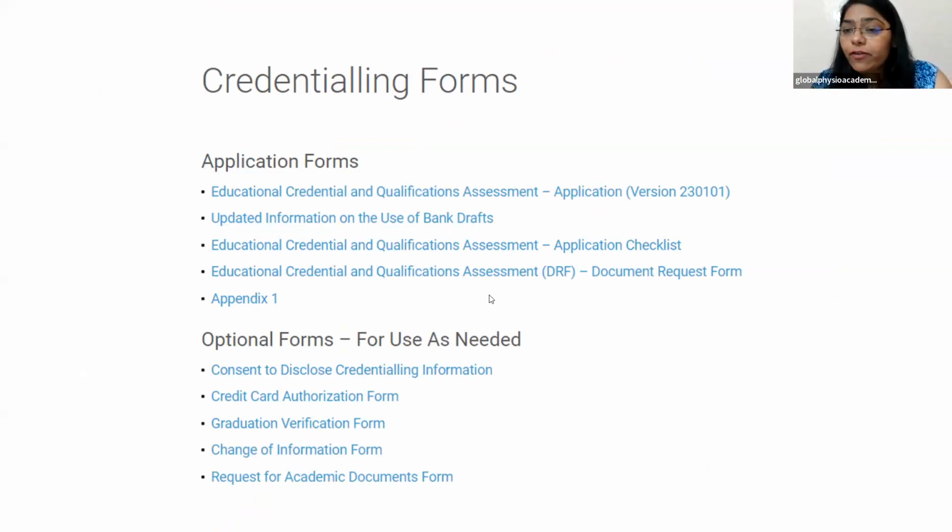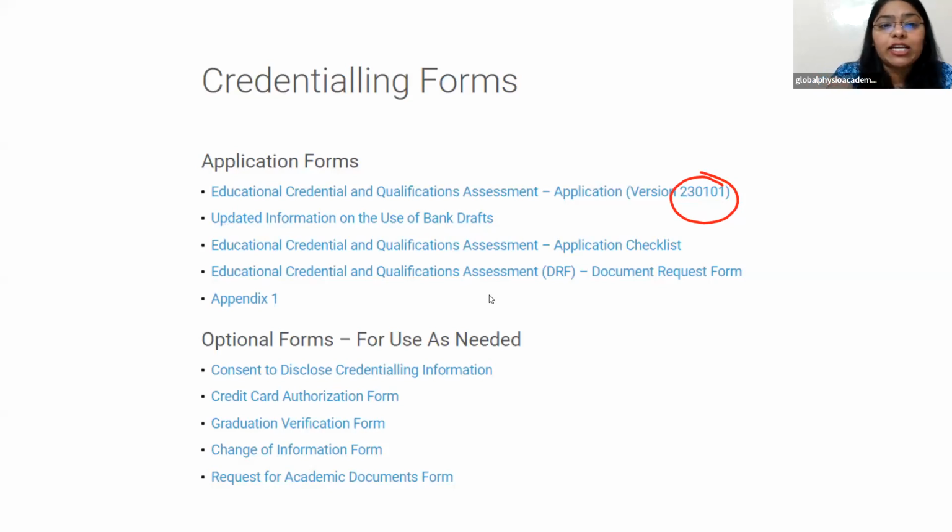Now, after 1st January 2023, they updated the forms. So do not fill the old version. Always go with the latest version. Download the latest version and you can fill it online. And then you have to do the printout, because of the signing.